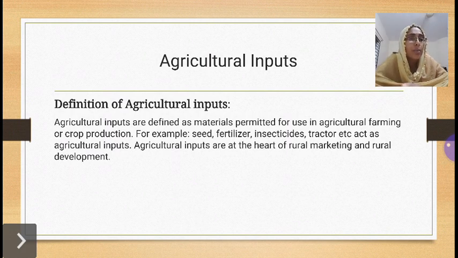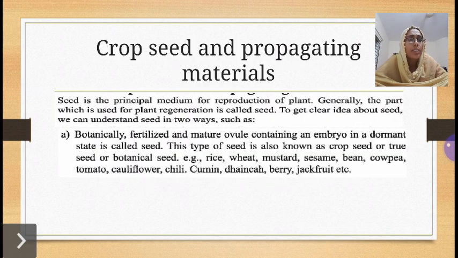For agricultural inputs of crop production, first of all, seeds are necessary. Seed is a principal medium for reproduction of plants. Generally, the part which is used for plant regeneration is called seed. What is seed? Seed is the part which is used for plant regeneration or plant reproduction. To get a clear idea about seed, we can understand it in two ways. Here there are two definitions of seed.